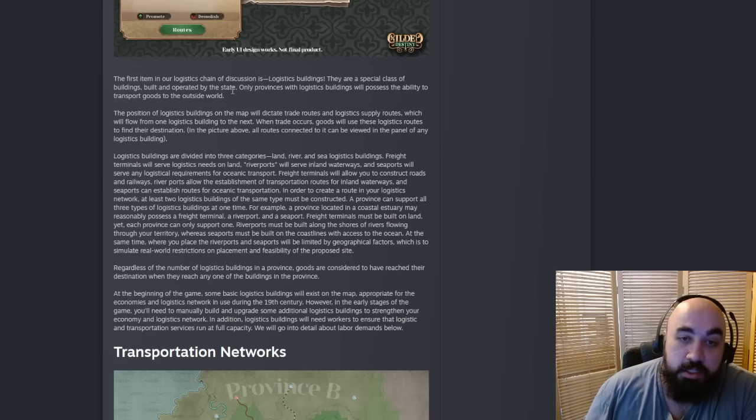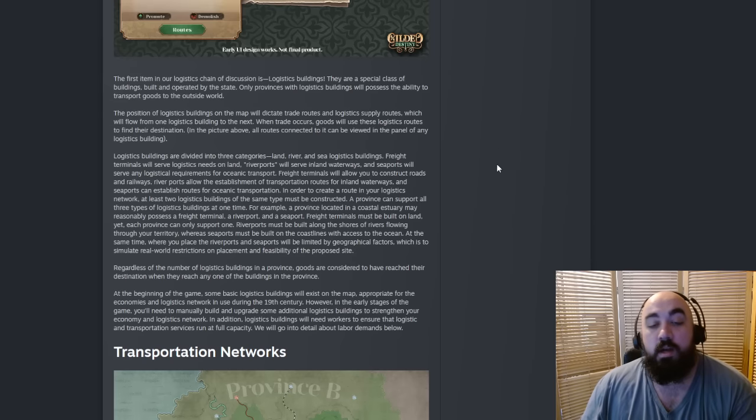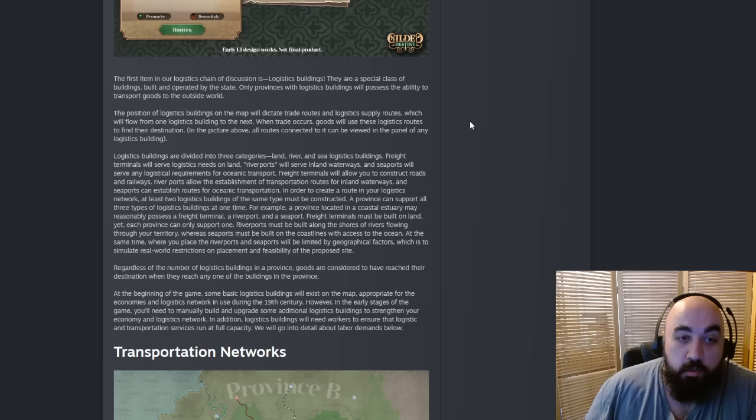Only provinces with logistics buildings will possess the ability to transport goods to the outside world. Perfect. The position of logistics buildings on the map will dictate trade routes and logistical supply routes, which will flow from one logistics building to the next. When trade occurs, goods will use the logistics routes to find their destination. In the picture above, all routes connected to it can be viewed in the panel of the logistics building.